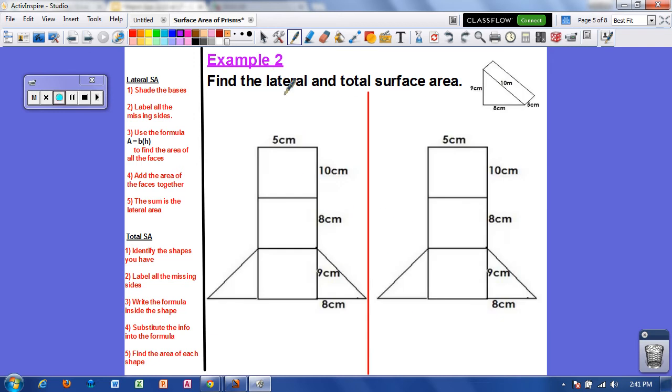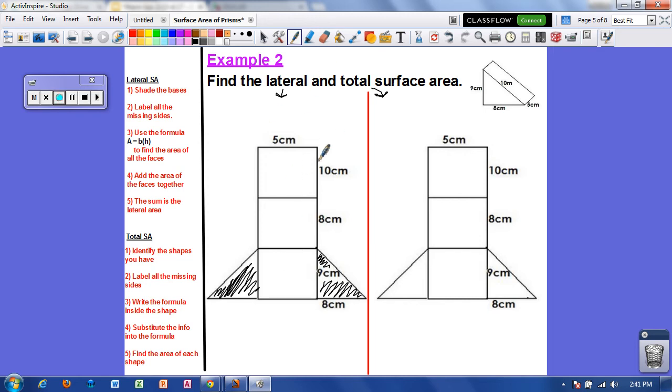Alright, example 2, we want to find the lateral and total surface area. So I'm going to do lateral over here, total over here. Okay, first thing I want to do is shade the bases if I'm doing lateral. So I do not want to find the area of these. This is the part that's hanging off the sidewalk. Alright, so I am just concerned with these 3 rectangles right here.